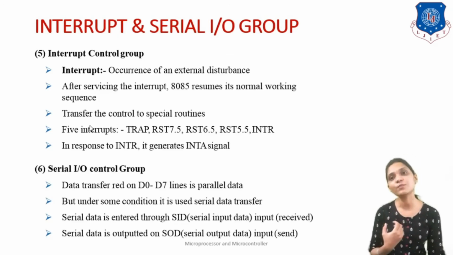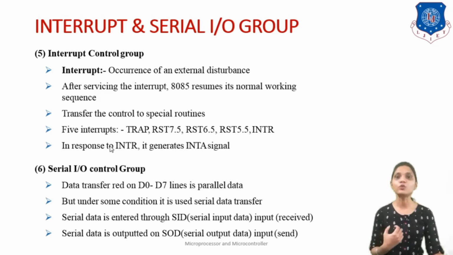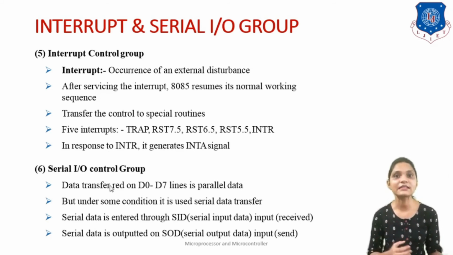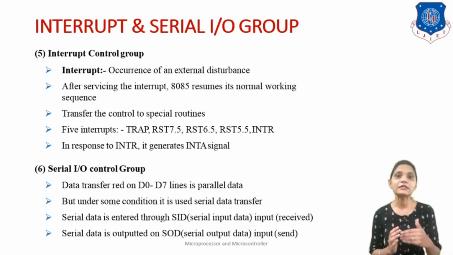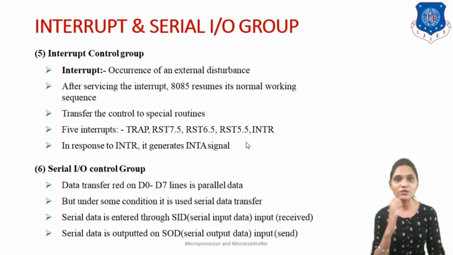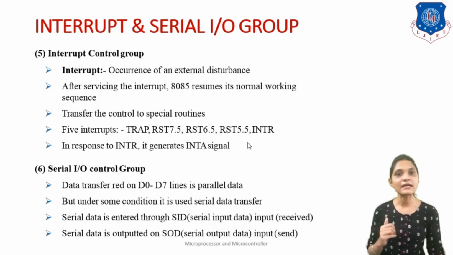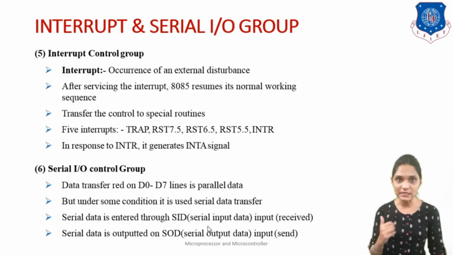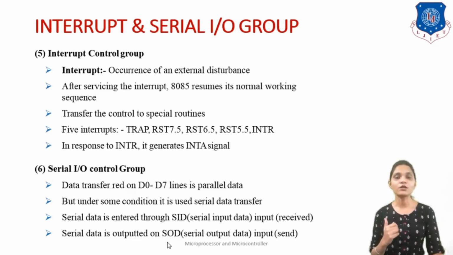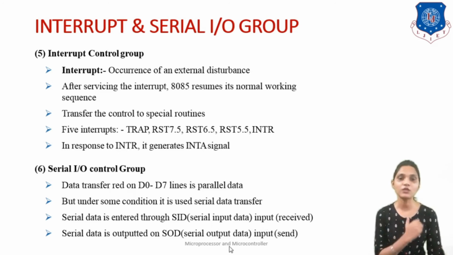And the last group is the serial IO control group, where you can do data transfer between D0 to D7 lines in a parallel data bus. But under some conditions, it is used as a serial transfer also, and that we can see by using these 2 pins, SID and SOD. Serial data is entered through SID, that is the serial input pin, and the data is output on SOD, that is serial output data.